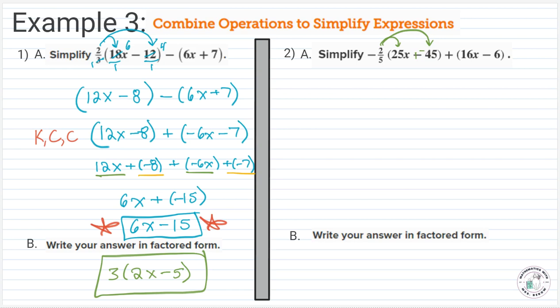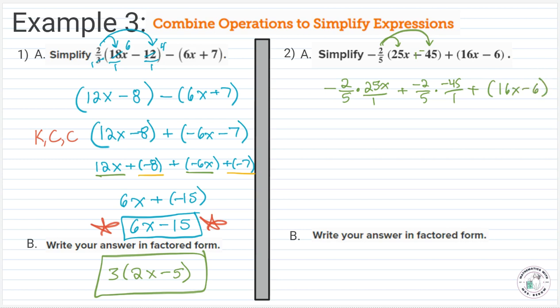And with this one, I'll actually write out our steps just so we can hopefully see that cross-canceling a little bit easier this time, especially since we have some larger numbers. So we have negative 2/5 that we're going to multiply by this 25x. I'm going to go ahead and put a 1 underneath. Plus we have this negative 2/5 multiplied by the negative 45 over 1. And we just have that 16x minus 6 hanging out in the end for now.